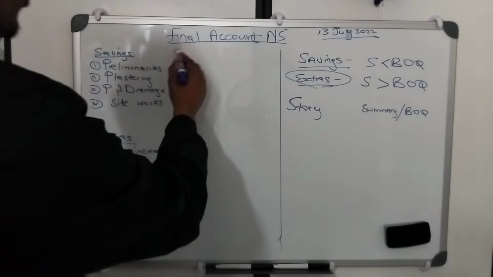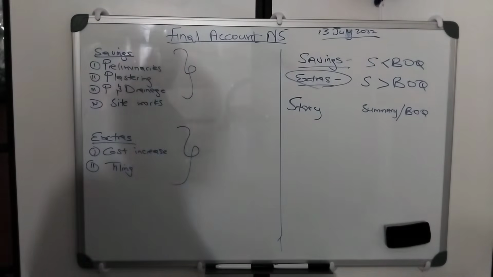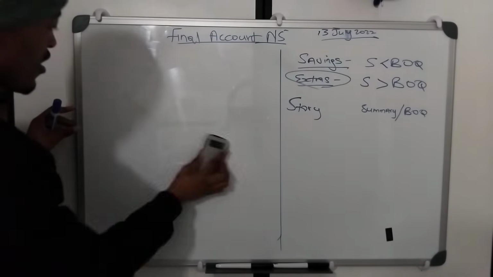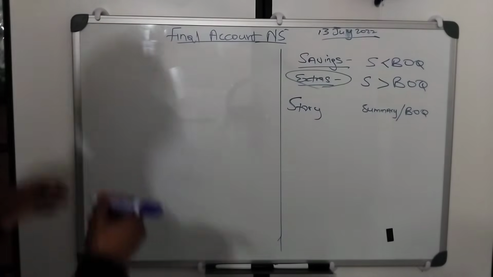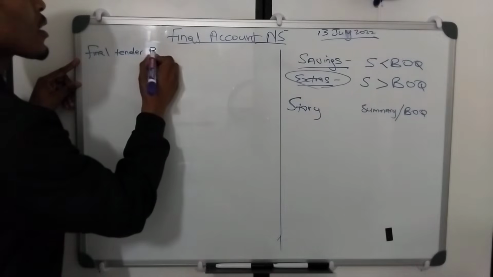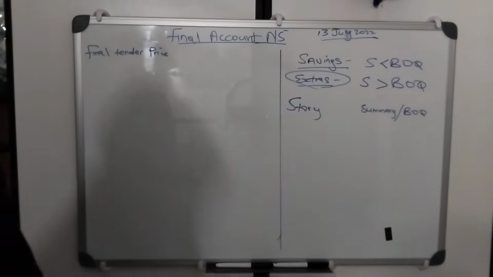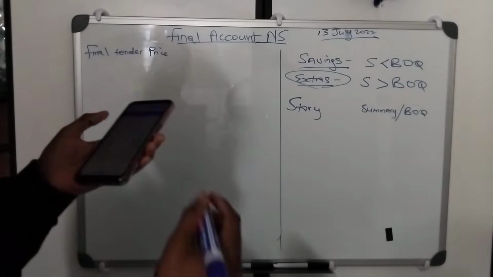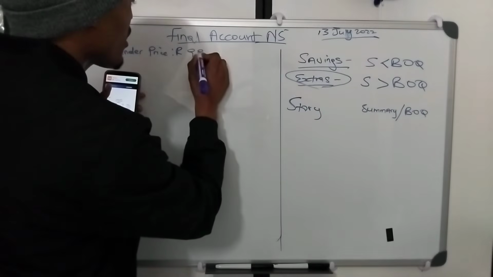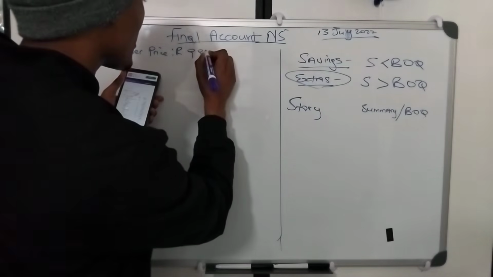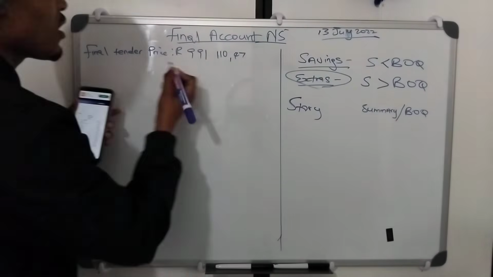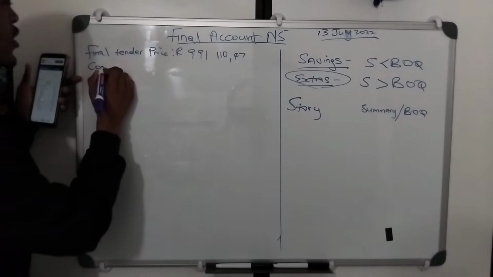Now we know what belongs to our savings and what belongs to our extras. Now we go to the first thing. You first take your final tender price. You will see it on addendum B of the BOQ, which is 191,110.47. Then you less your contingency.